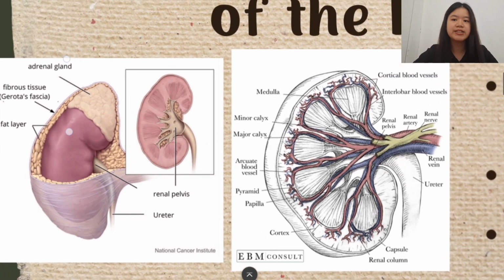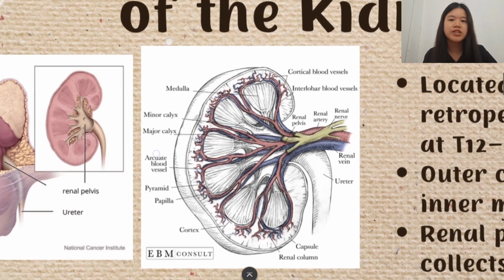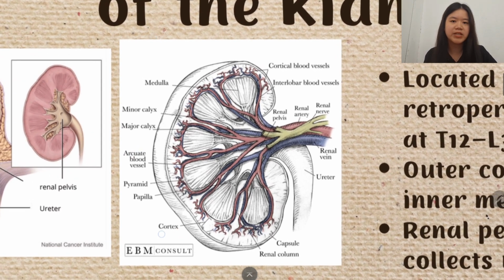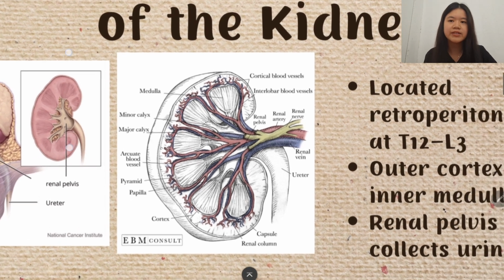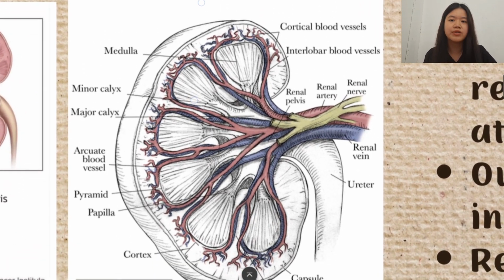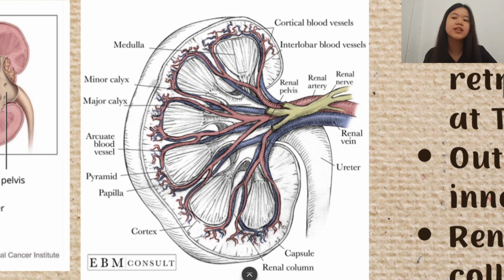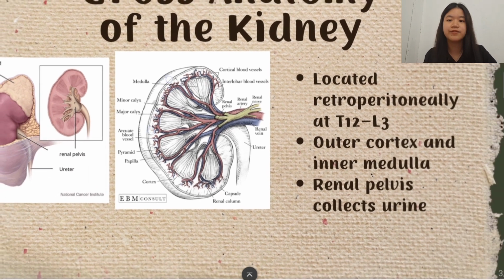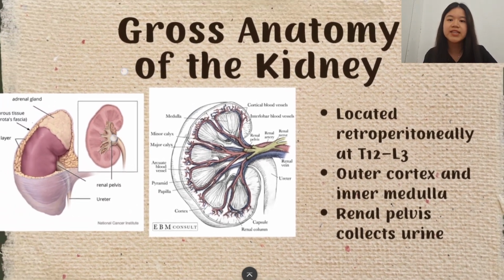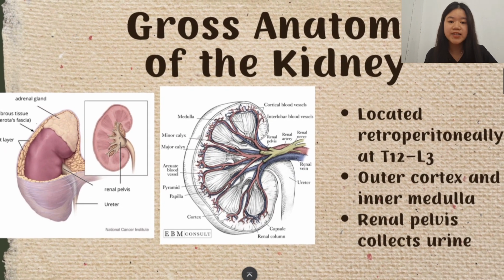Internally, the kidney is divided into two major regions, which are the outer cortex and the inner medulla. The medulla is organized into cone-shaped structures called renal pyramids, which play a role in urine concentration. The urine formed within the kidney flows from the pyramids into the renal pelvis and then passes into the ureter, which transports it into the urinary bladder. This structural organization allows the kidney to efficiently filter blood and form urine.